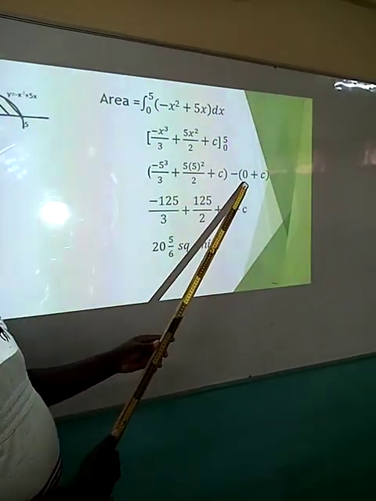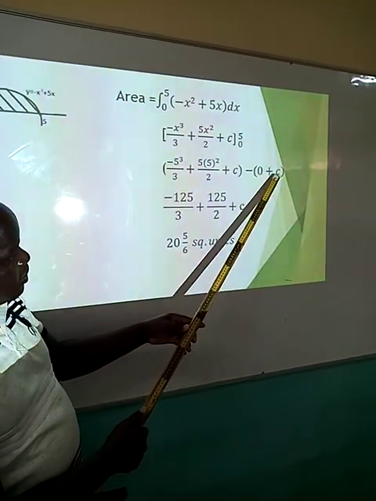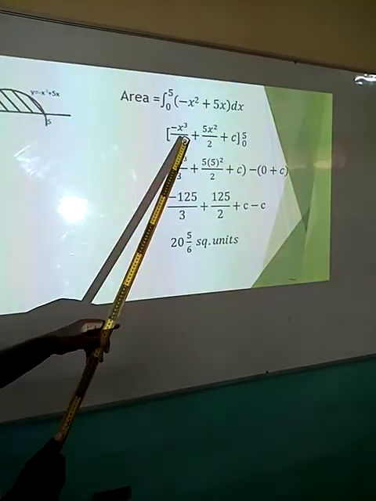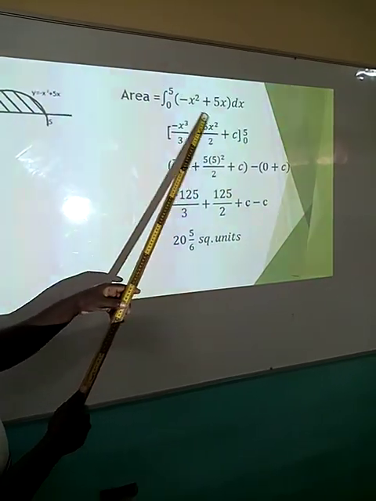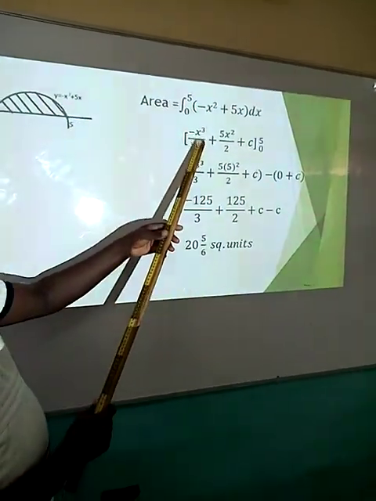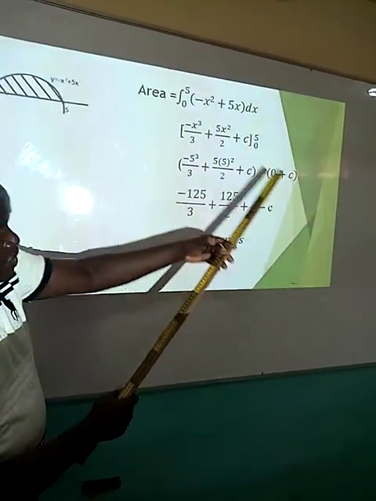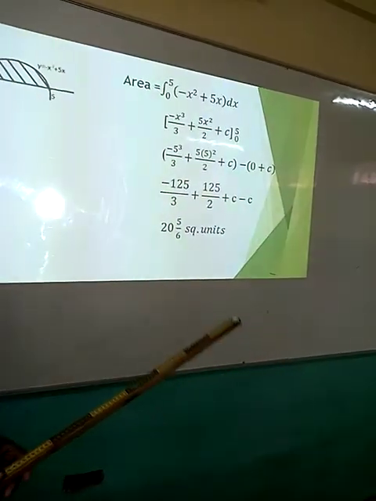In the second bracket, I've shortened the work, so you can only see 0 plus c. Why? Because when you substitute 0, in the first term and the second term, the result will be 0. So I didn't want to write 0 plus c. I therefore simply wrote 0 plus c in the second bracket.